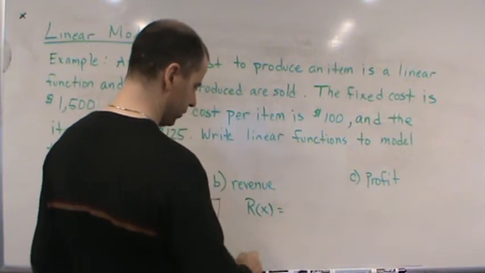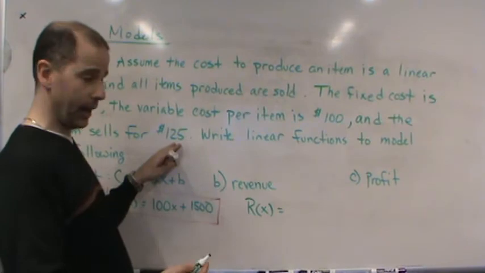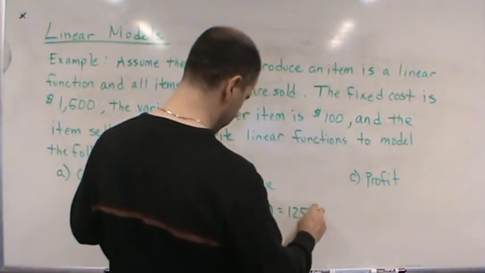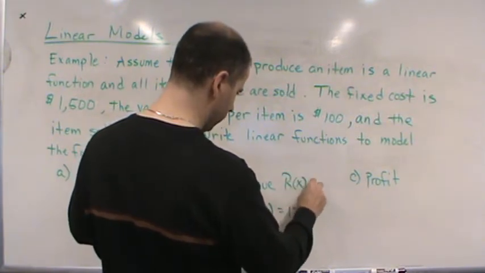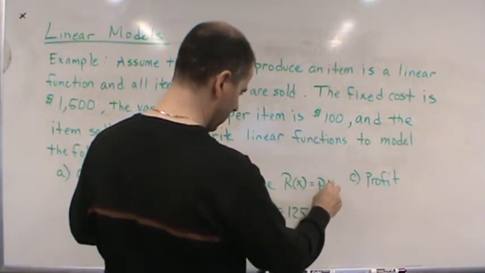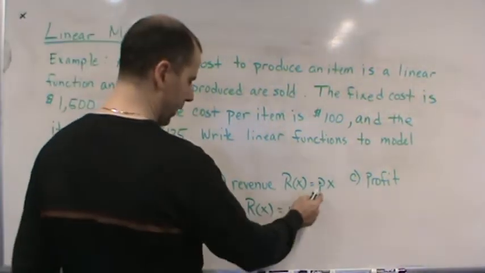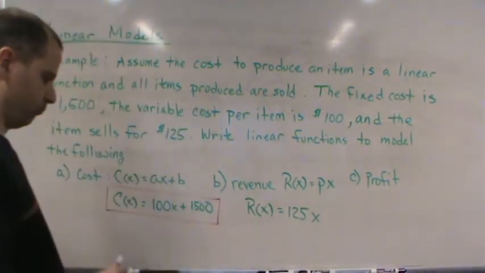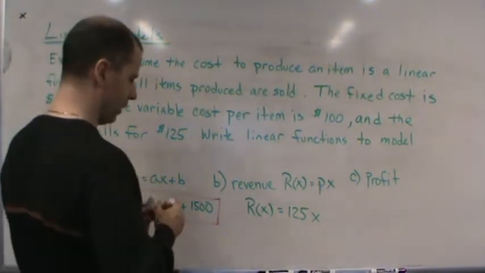R of x equals, well, what's the price? It's $125 per item, right? And so remember, R of x is equal to the price times the number of widgets sold. So price is 125 times x. x is the number of widgets sold. So this is our revenue function.